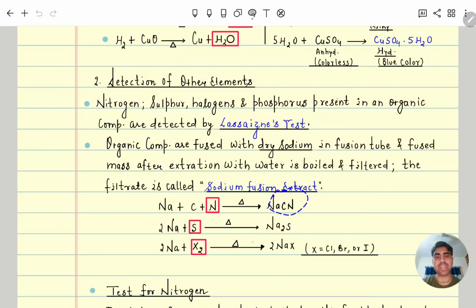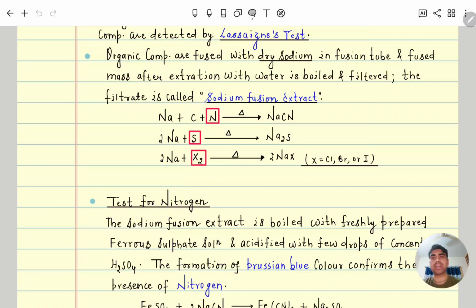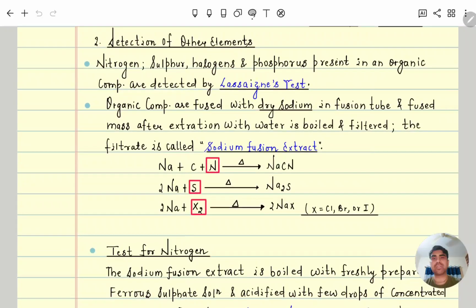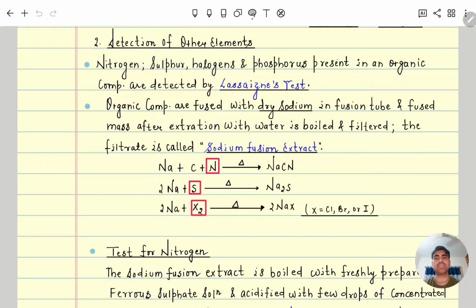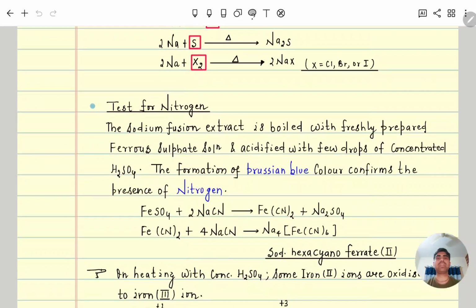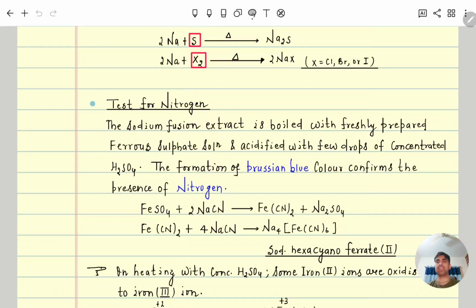Here you can see nitrogen gives NaCN, sulfur gives Na2S, sodium sulfide, and halogens give sodium halide. So these are the three, nitrogen, sulfur and halogens, in the sodium fusion extract we created. After creating the sodium fusion extract, now we are doing detection of nitrogen.